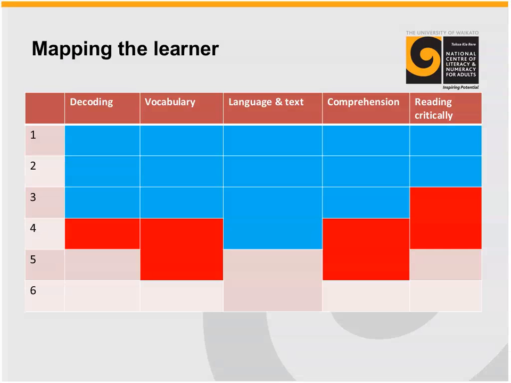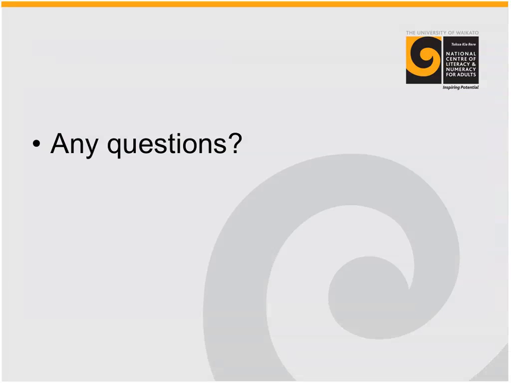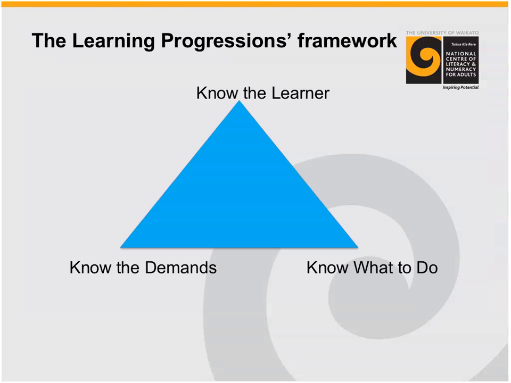So we come back to the learning progressions framework, back to this triangle of know the demands, know the learner, know what to do. We have mapped the course, and now we know the demands. We have assessed the learner, and now we know the learner. And when we have these two pieces of information, we can then go to the third aspect of the framework, know what to do, which is very helpful. So knowing what to do.